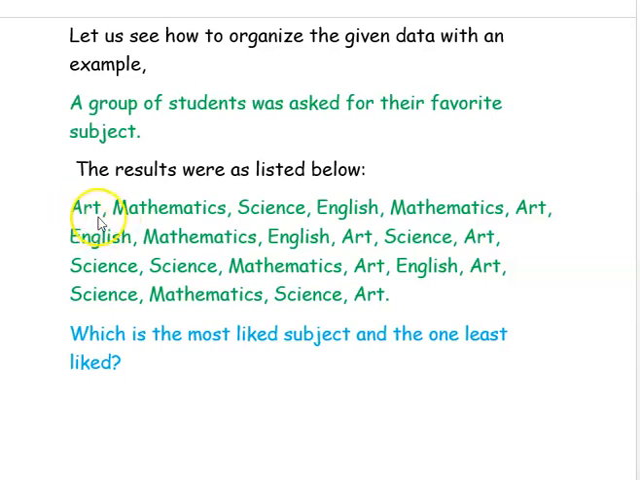First student art, second one mathematics, science, English, mathematics, art, English, mathematics, English, art, science, art, science, science, mathematics, art, English, art, science, mathematics, science and art. If you look into the data, it is not in an order. Which is the most liked subject and the one least liked?